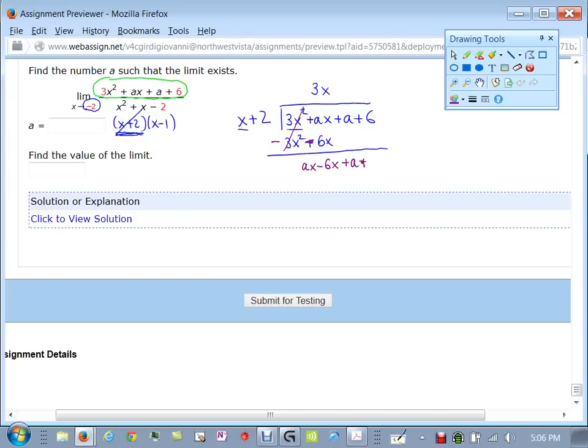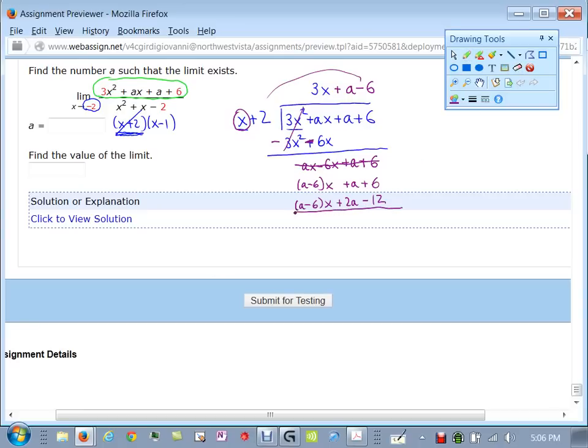Plus a plus 6. Now what I need to do is turn x into ax minus 6x. Notice that's the same as a minus 6 times x. So I need to multiply x by a minus 6. If I do that, let me write the rest of this down here. Then I multiply a minus 6 times x, I get a minus 6 times x. Then I multiply a minus 6 times 2, and I get 2a minus 12.